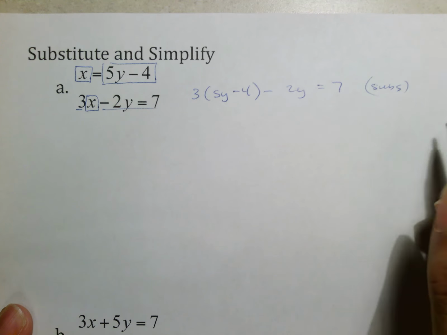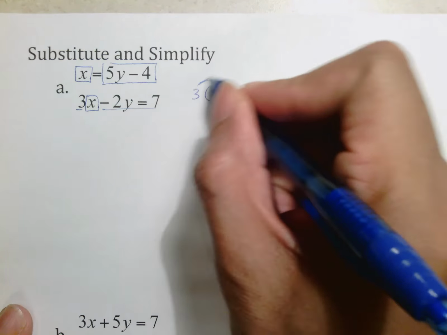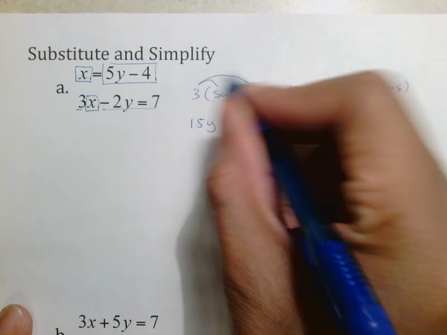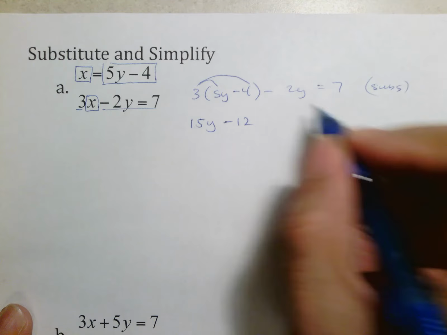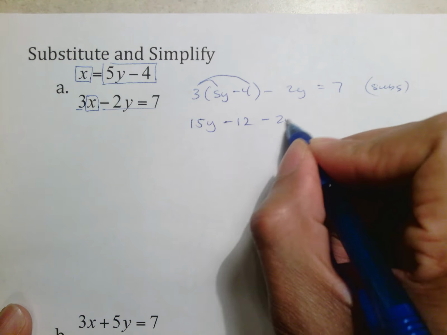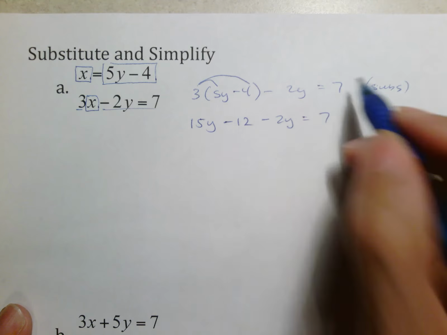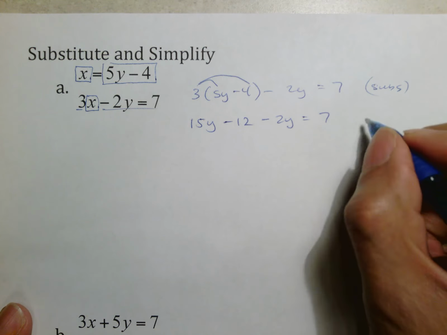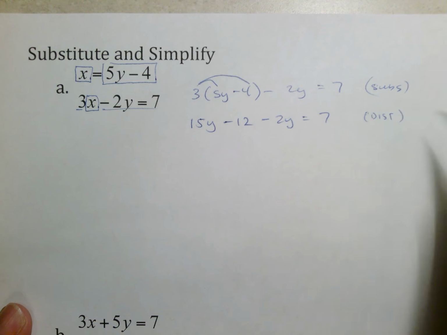The second thing we do is we distribute. So we take the 3 and we distribute it to both of these numbers. 3 times 5y is 15y. 3 times negative 4 is negative 12. Then you have minus 2y, and equals 7 just comes down because we didn't touch those two things. Alright, this is the distribute step.